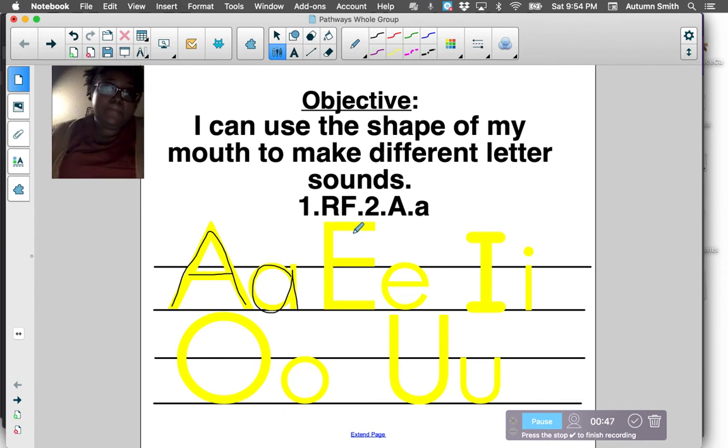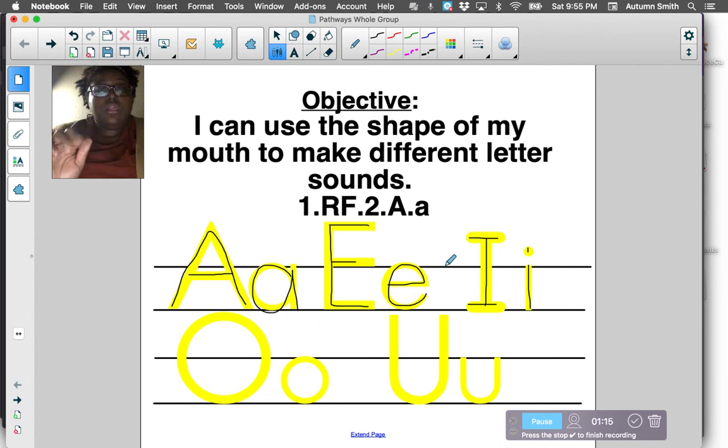What's next? I write capital E and write beside it lowercase e, half the size. The capital E is tall, tall, tall. The lowercase e is small, small, small. A, E, I. I write capital I and write beside it lowercase i, half the size. The capital I is tall, tall, tall. The lowercase i is small, small, small.